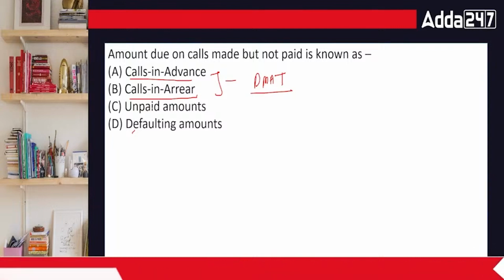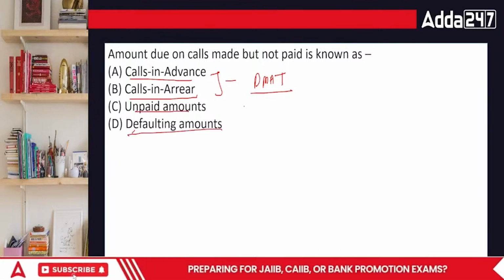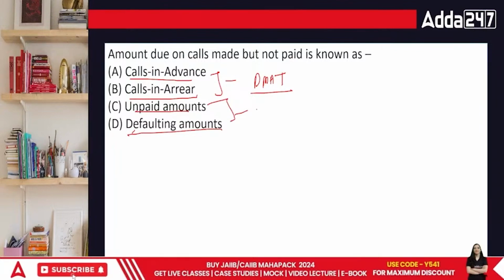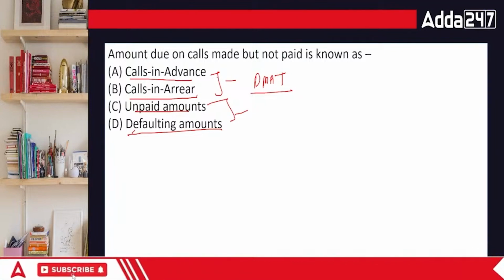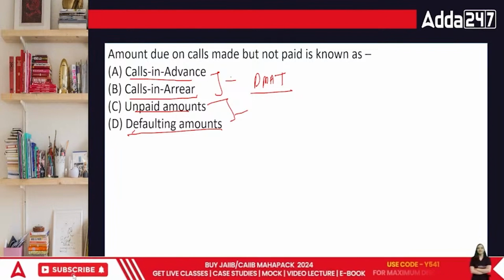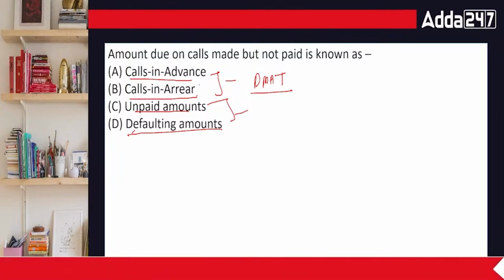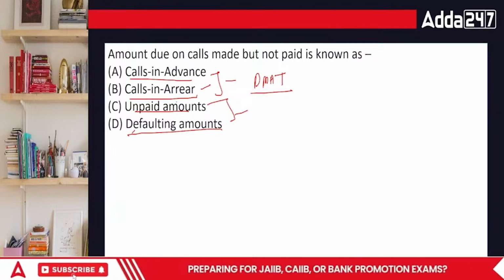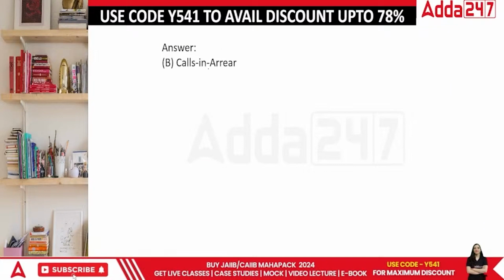Now comes unpaid amounts or the defaulting amount. These are not even something which is written to the area of share capital at all. Only the part which is relevant is basically calls in advance and calls in arrears. Done, everybody? So in this case, the correct answer is calls in arrears. ठीक है? The answer is calls in arrears.